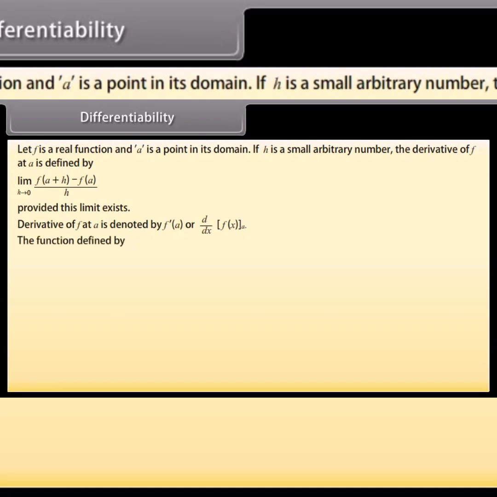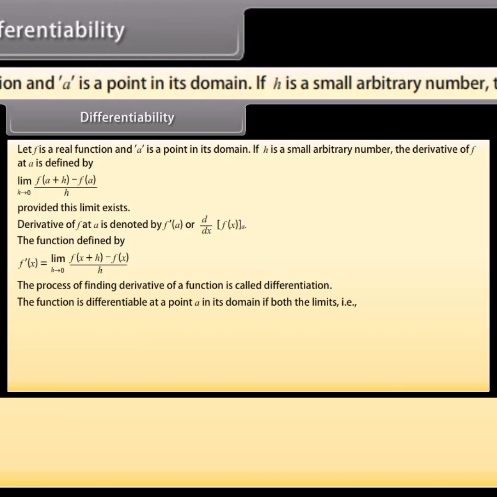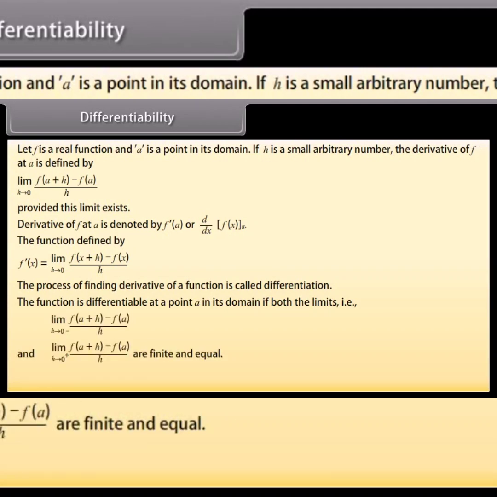The function defined by f dash x is equal to limit h approaches 0 of f of x plus h minus f of x divided by h. The process of finding the derivative of a function is called differentiation. The function is differentiable at a point a in its domain if both the limits, that is, left-hand limit and right-hand limit, are finite and equal.